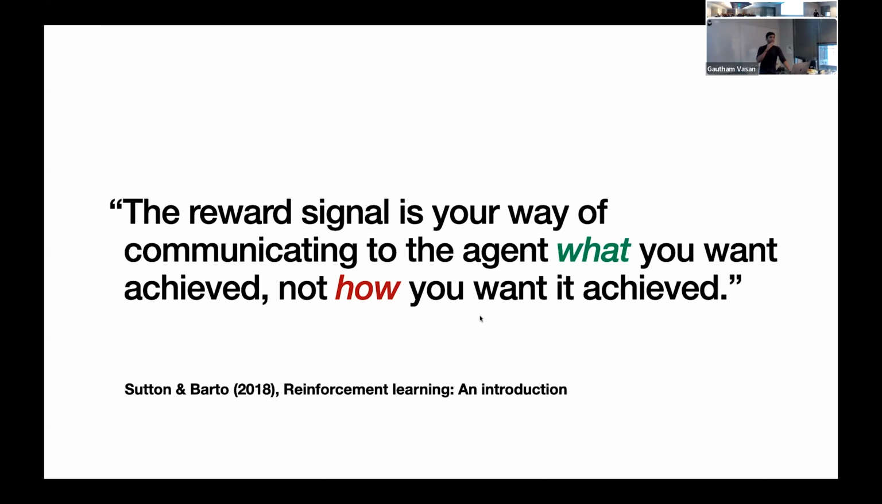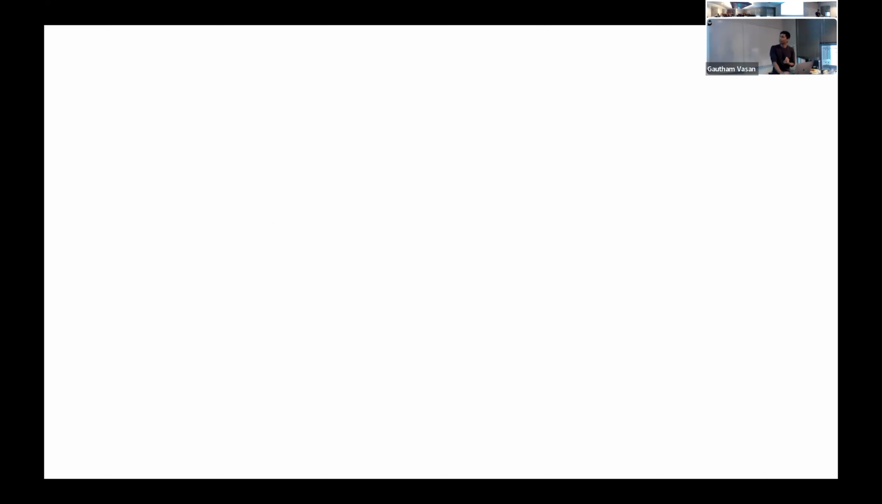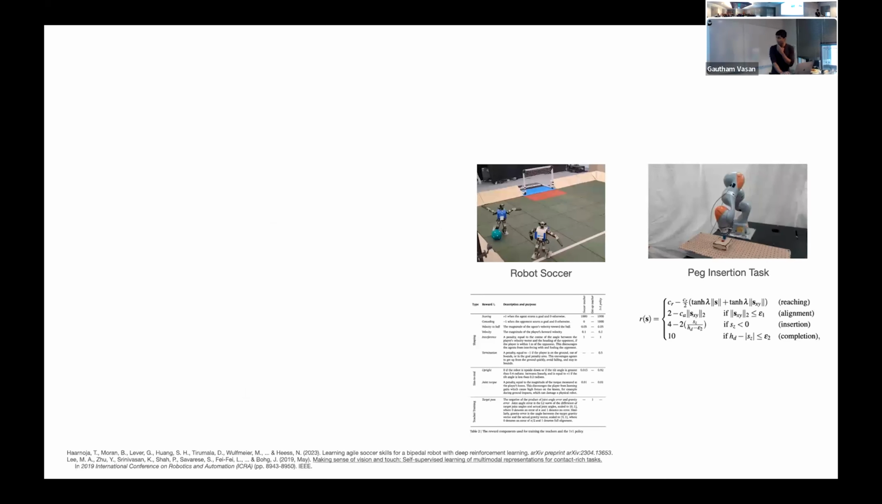Right? On a high level, this makes a lot of sense because we are trying to reduce the engineering effort over time. We don't want to handcraft every single behavior. So we want an agent to just learn from the scalar reward signal. But let's look at popular examples of reinforcement learning on robots. Both of these are very impressive demos in my opinion. This is the RoboSoccer demo from Google DeepMind.